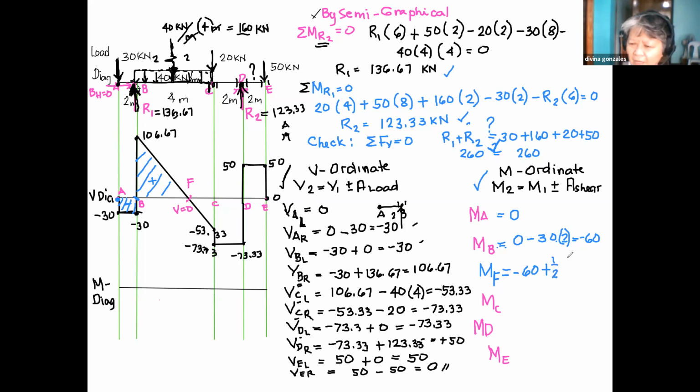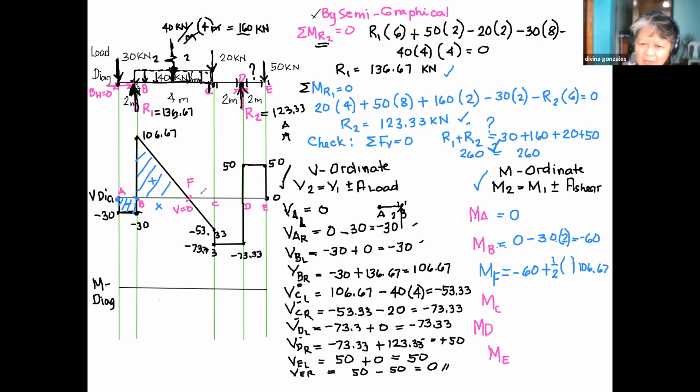I do not know the base, but I know the height. The base is, I do not know, but the height is 106.167. Okay, so I need to solve for x. How will I solve for x? To solve for x, I can use ratio and proportion.